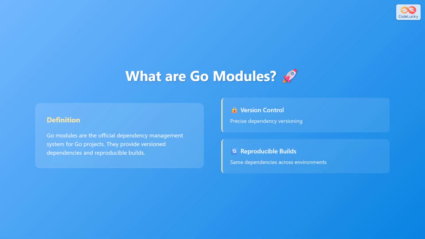Go modules are the official dependency management system for Go projects. They provide version dependencies, ensuring that your project always uses the correct versions of its dependencies. They also enable reproducible builds, meaning that your project can be built consistently across different environments, regardless of the specific versions of the installed dependencies. In short, you can be sure that your project will behave the same way everywhere.